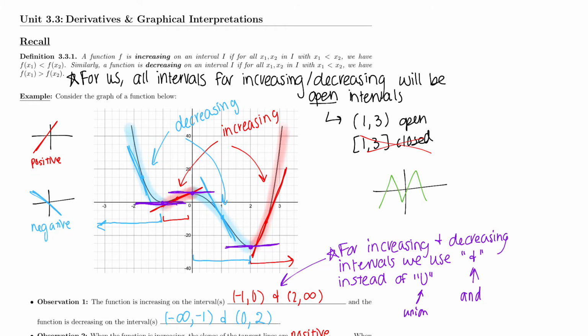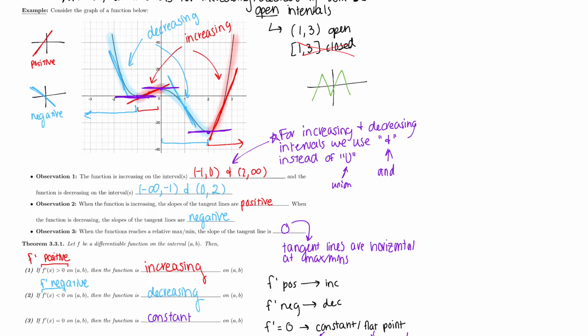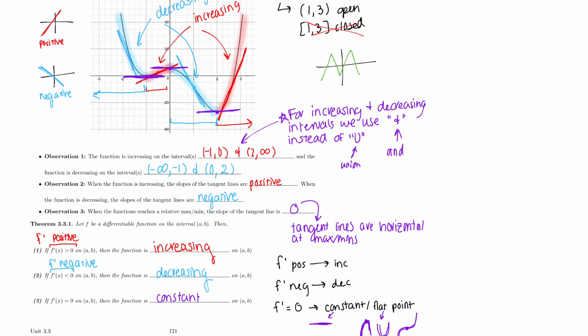Then we talked about derivatives and graphical interpretations. We talked about what f prime means for the graph of f.